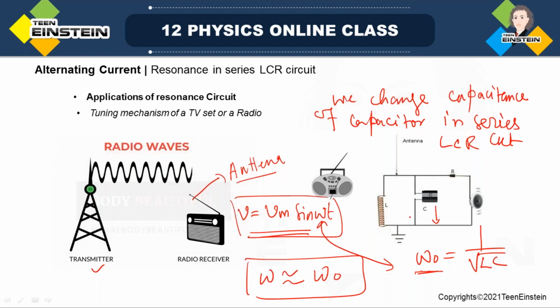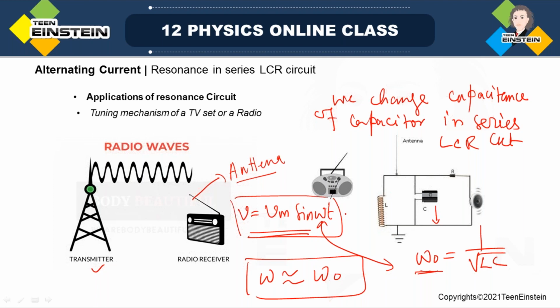That means the current in the circuit will be very, very large for a particular radio wave. Not for all the radio waves, but a particular radio wave emitted by a particular radio station will be clearly heard at a time. Why does this happen? Because of the resonance.